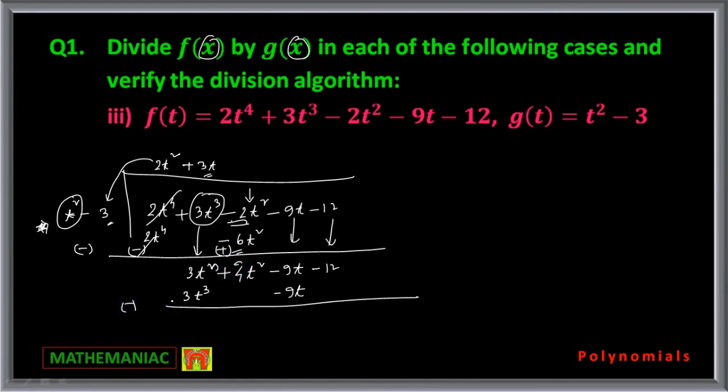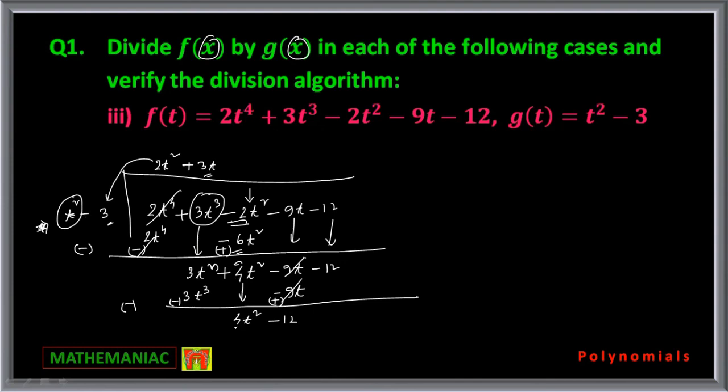Now you are going to subtract. This will be minus, this will be plus. Then this term will directly come down here. And then they will be cut if you add, because this is minus 9t and this is plus 9t. And then you will be left with 12. Now, should I continue our division?